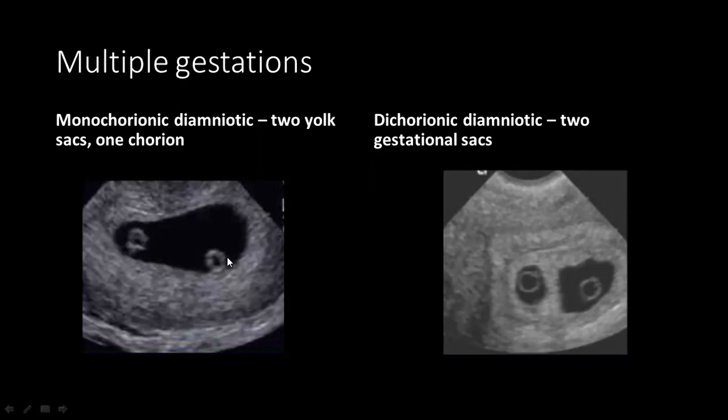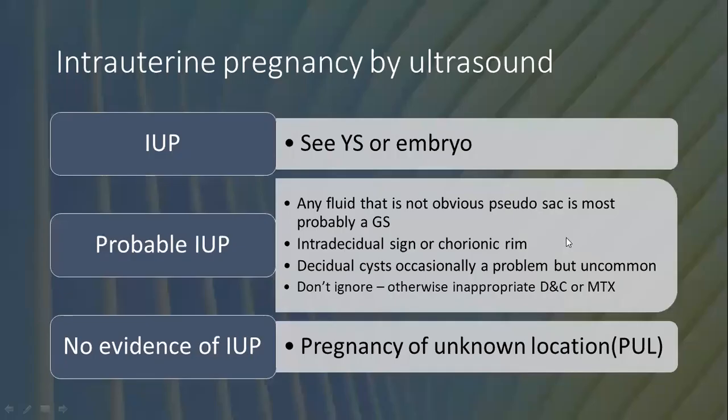Because remember, when the embryo is going to develop here, it's going to develop its own amniotic sac. So if we have two yolk sacs, we're also going to have two amniotic sacs. Since this is in one chorion, we are going to have a monochorionic diamniotic twin pregnancy. And in a case like this, we've got two different chorions and we've got our two yolk sacs. So we're going to get a dichorionic diamniotic twin pregnancy.